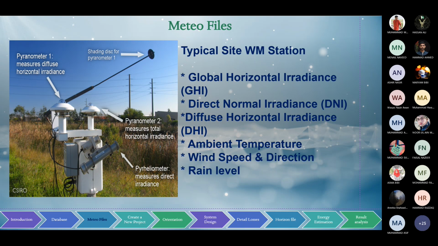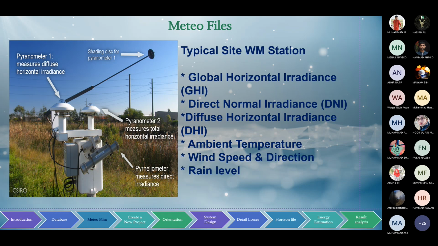So this is a typical weather monitoring station for ground-level on-site measurement. These are the instruments used in the weather monitoring station: global horizontal irradiation, direct normal irradiation, diffuse horizontal irradiation, ambient temperature, wind speed and wind direction, and rain level. The sensor height should be a maximum of 3 meters from ground level.